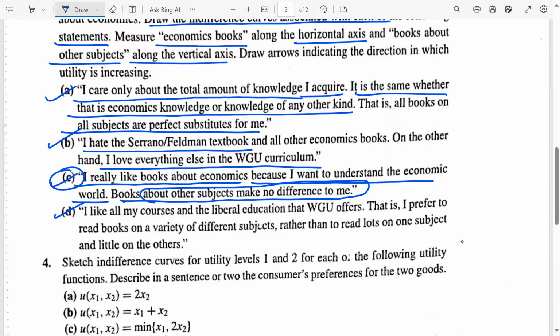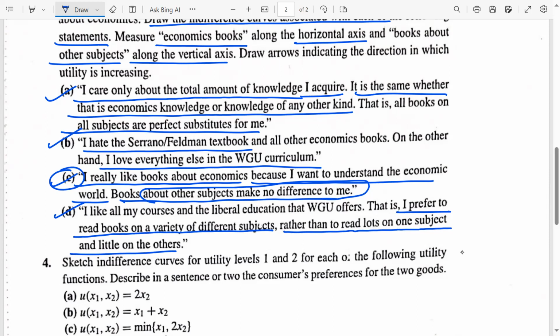I like all my courses and liberal education that WGU offers. That is, I prefer to read books on a variety of different subjects rather than to read lots on one subject and little on the others. Now, D would be an ideal student. Ideal student means this student likes to read some amounts of every book rather than the extremes.